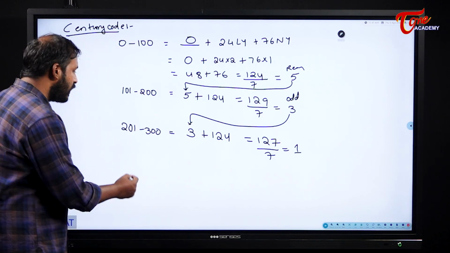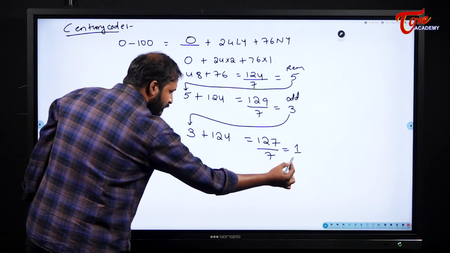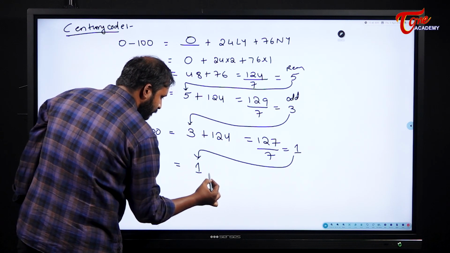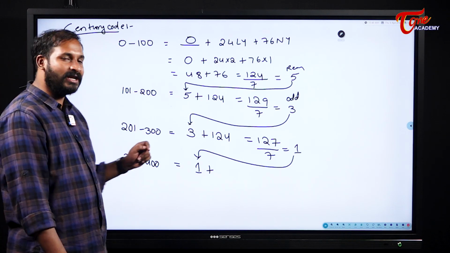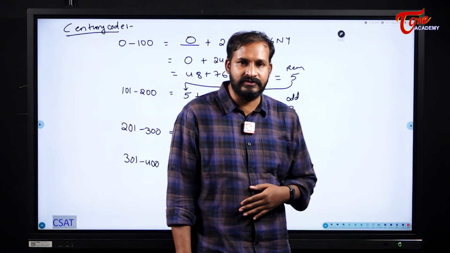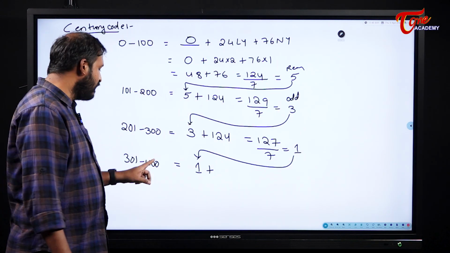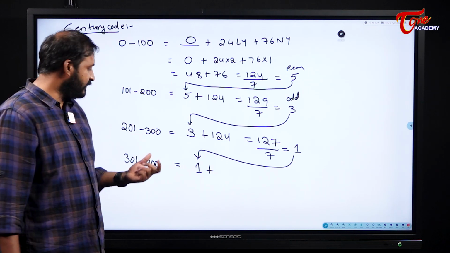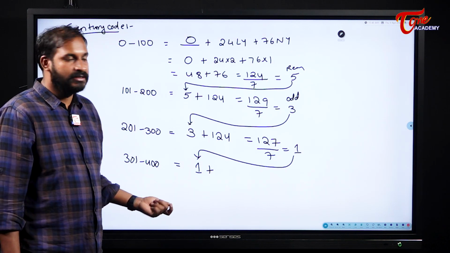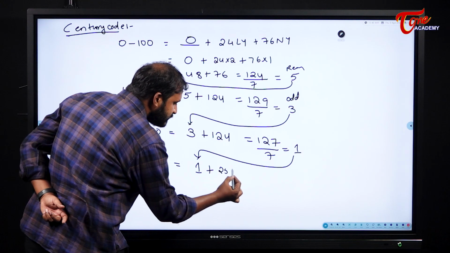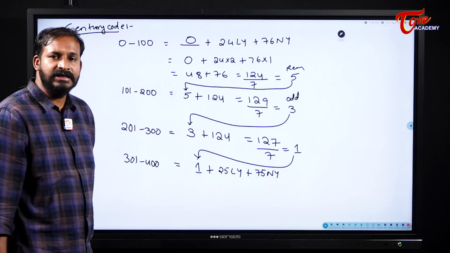Okay, good. Now come to 301 to 400. This 1 will come as a carry for us. So 1 plus, from this 301 to 400 years. See here, students, now tell me how many leap years and how many normal years we will have. In this case we will have 25 leap years. The reason is 400 is a leap year. In this 100 years we will have 25 leap years and 75 normal years.